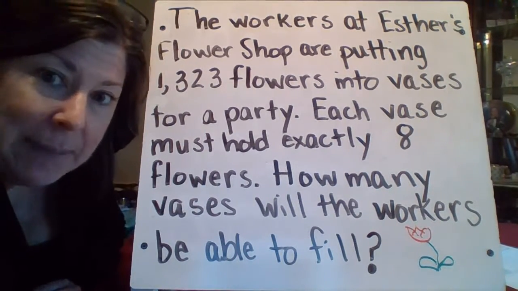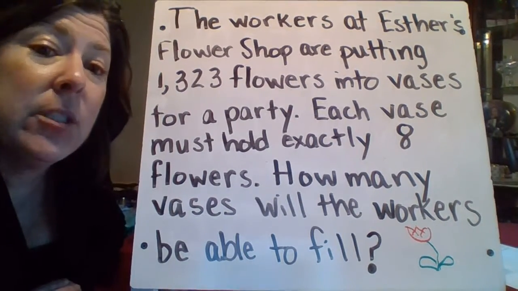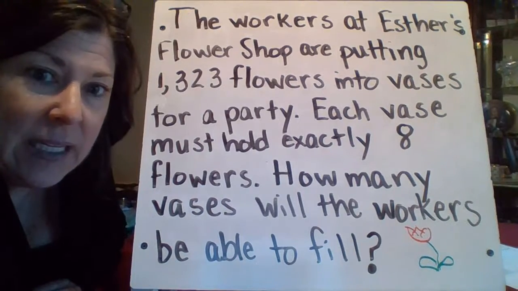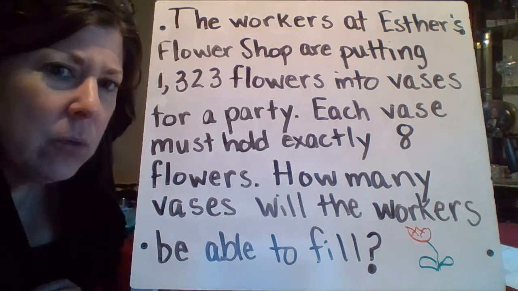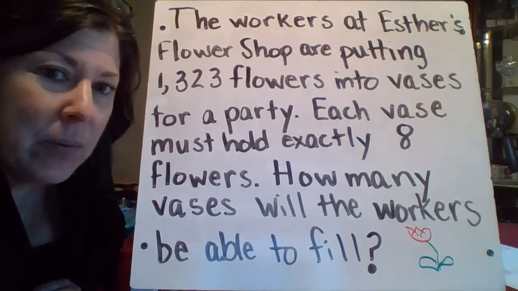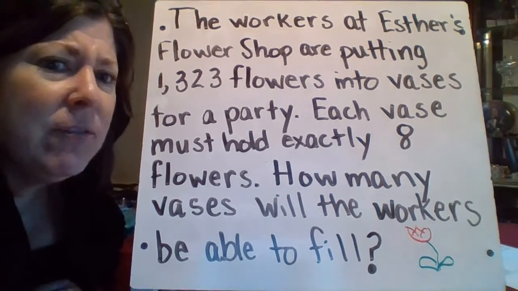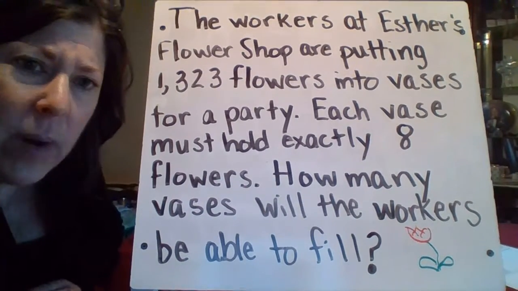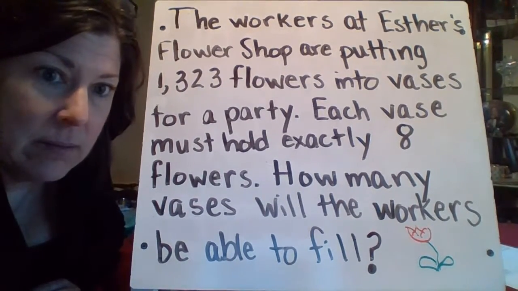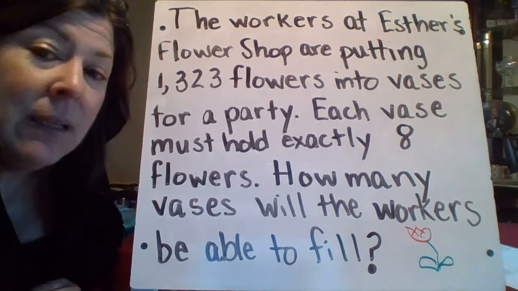So I'm going to read it again, and I'm going to focus in on the key numbers and words that I see. As I'm doing that, I want you to think about what they're doing with the flowers. What mathematical operation are they doing? Are they adding the flowers? Are they multiplying the flowers? Are they taking away flowers? Or are they dividing up the flowers with the vases? So follow along with me again, please.